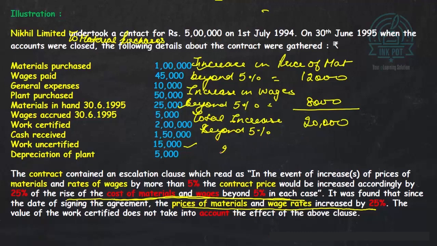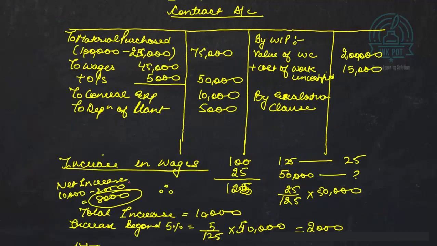So 25% of 20,000 is equal to 5,000. So the amount of escalation clause is 5,000, right? So I'm writing here the amount of escalation clause is 5,000, and we are done with the question now.